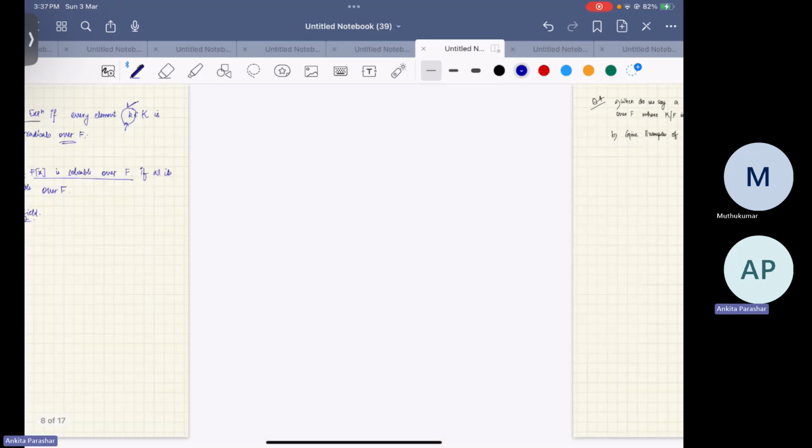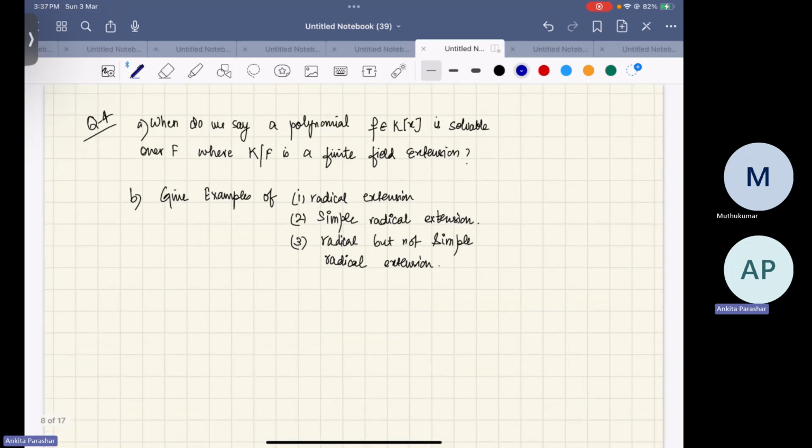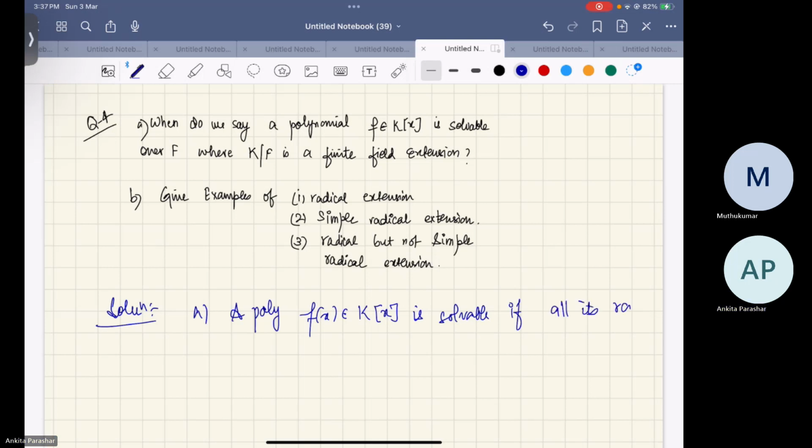Now let's go to question 4. I think we just discussed this part. Let me just rewrite this. So a polynomial f(x) in K[x] is solvable if all its roots in some splitting field are solvable over the base field F.